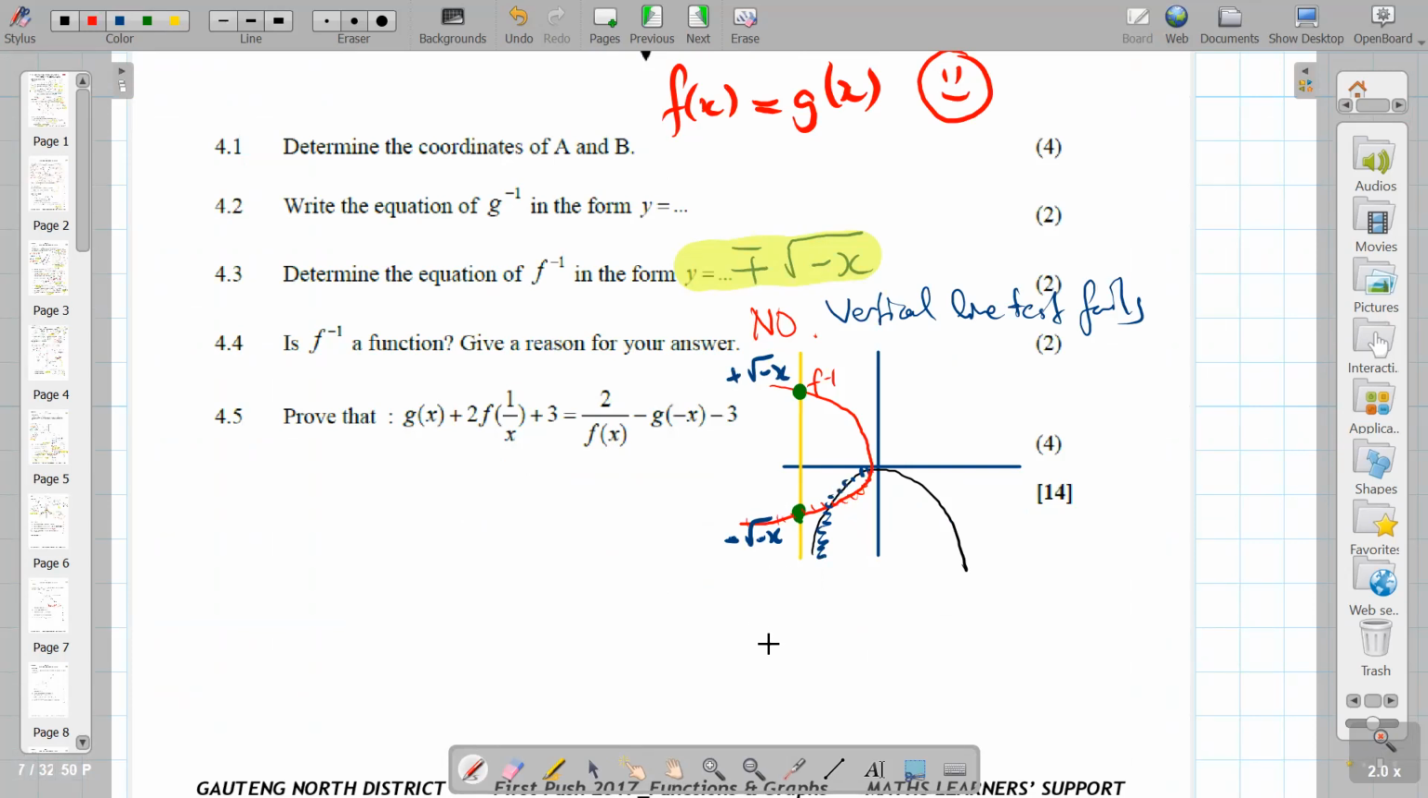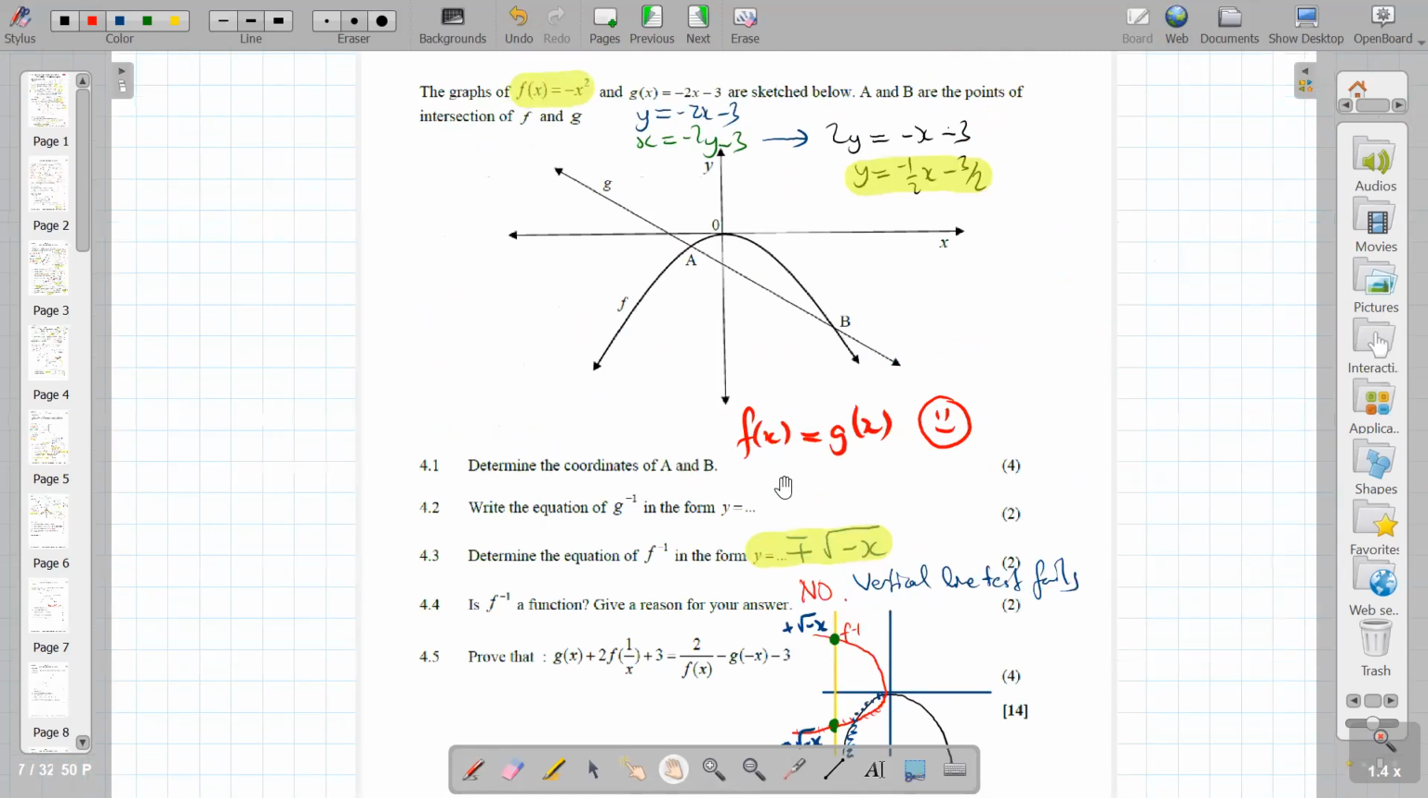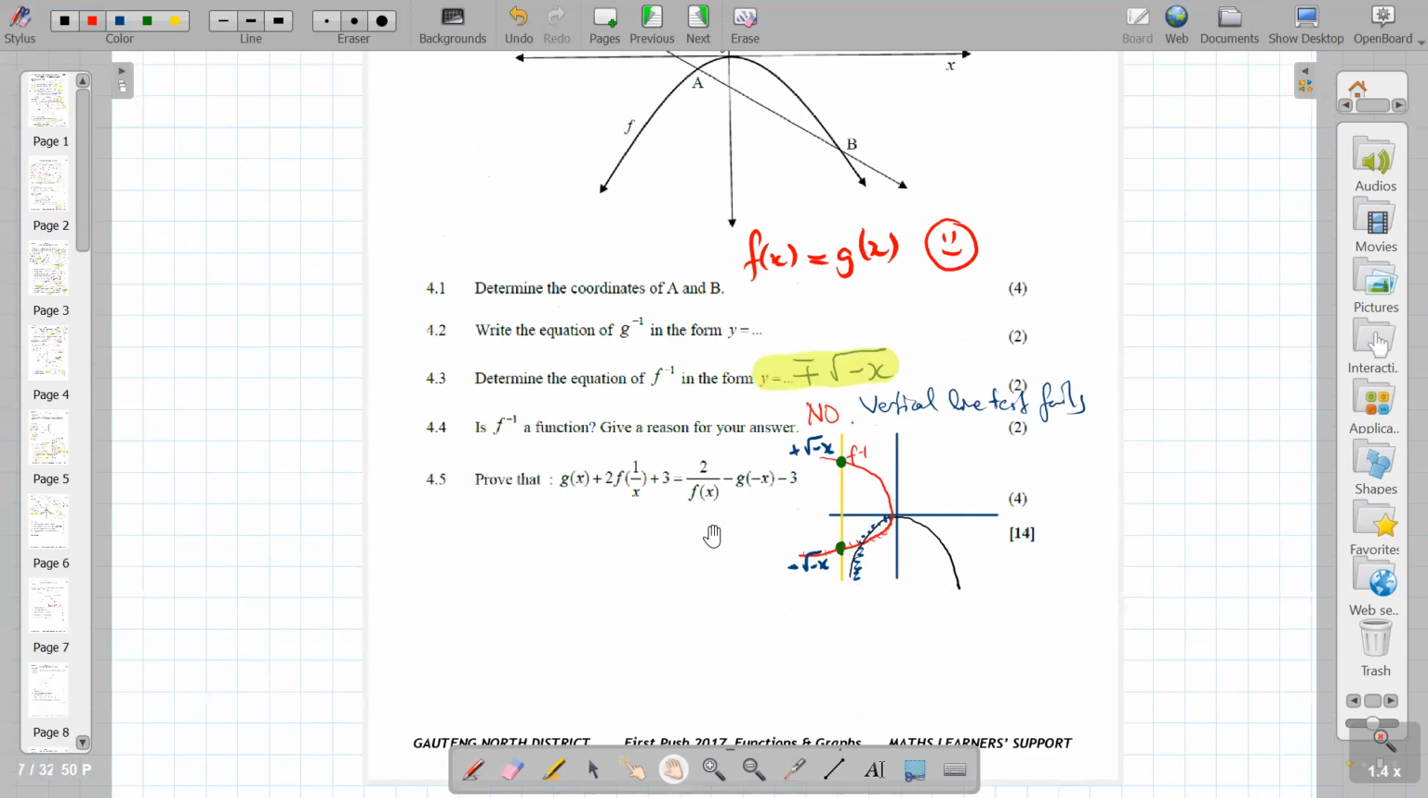Last one, this proof question. Let's see, there is a g of x. Do we have the functions already? Let's just check above. Yeah, it's minus x squared and 2x minus 3. So let's write it aside. f of x is negative x squared, and g of x is negative 2x minus 3.